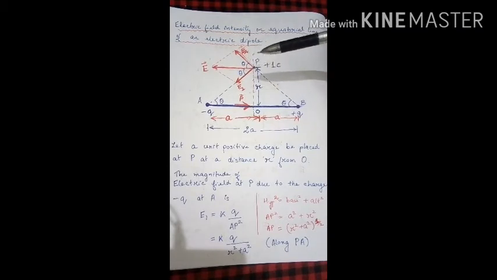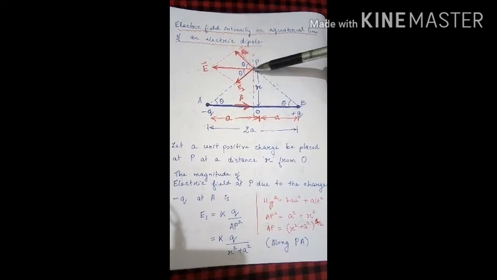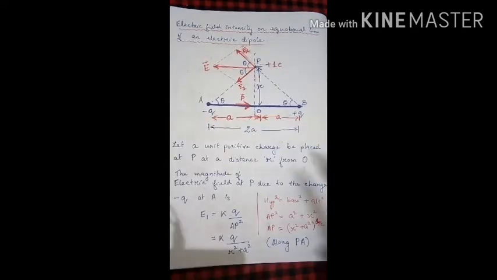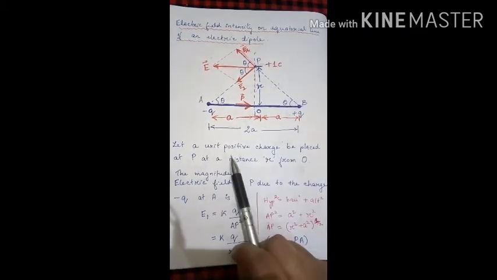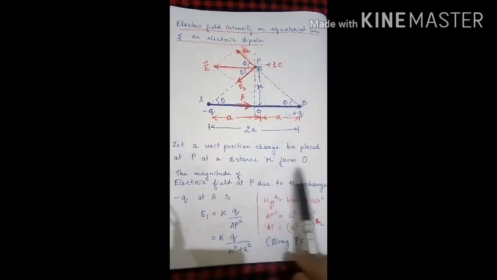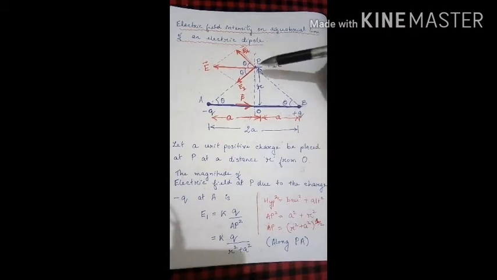Our main objective is to find out the electric field intensity at this point, which we can see to be along this direction. So we have to prove it mathematically now. So we have written here, let a unit positive charge be placed at a point P at a distance small r from O. We have considered a point P which is at a distance small r from O.